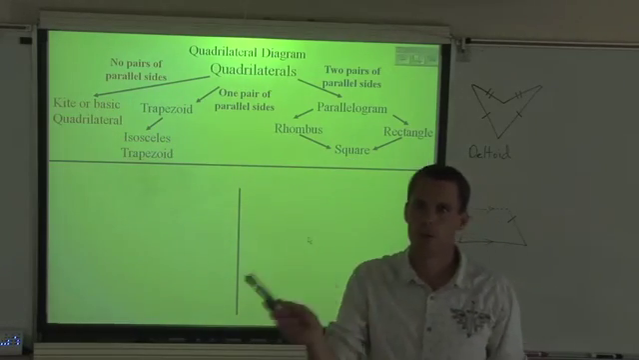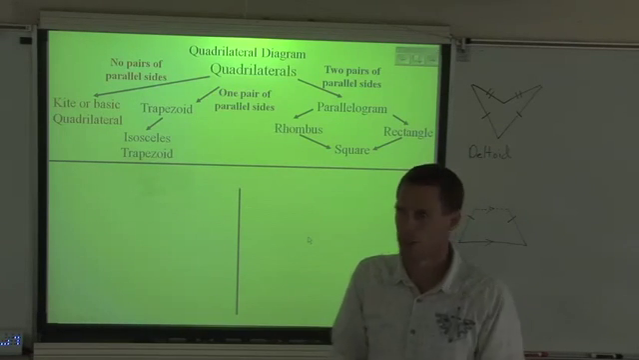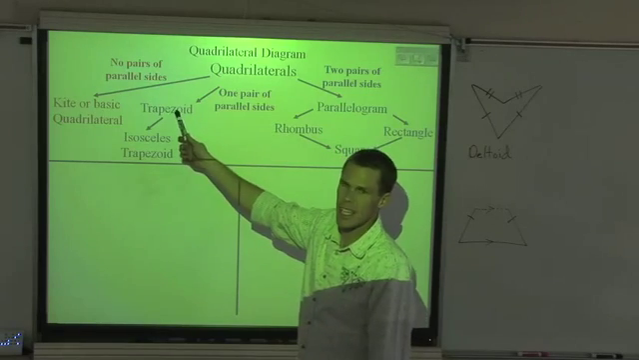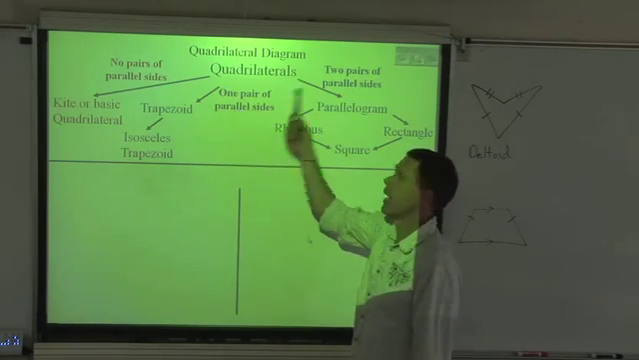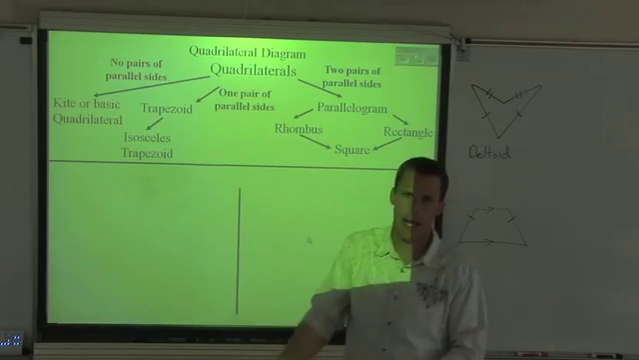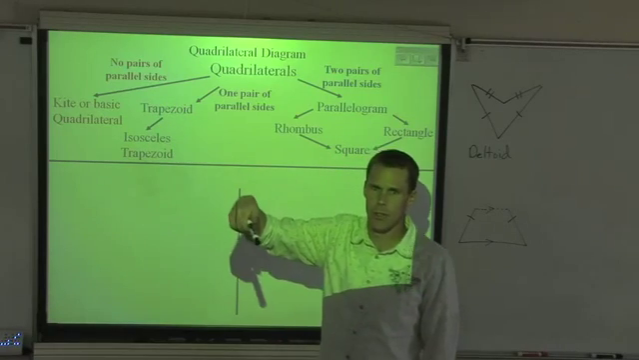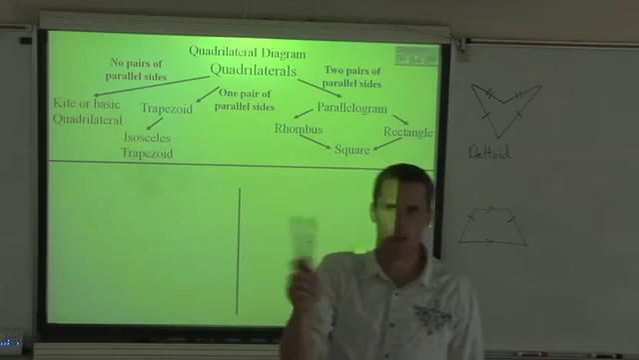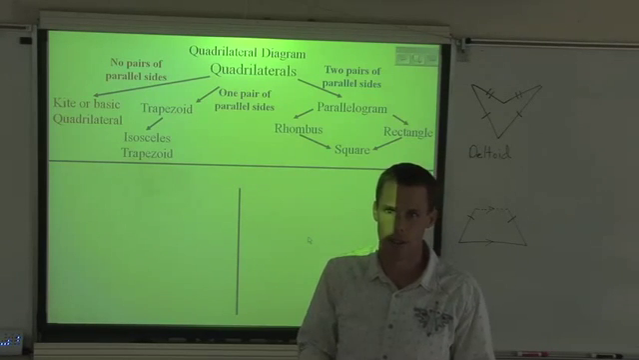If you try to move side to side between families, the answer is never. A trapezoid is never a square. You can never have one pair and two pairs of parallel sides at the same time. A kite is never a trapezoid. So moving to a different family, I should say, is a never.